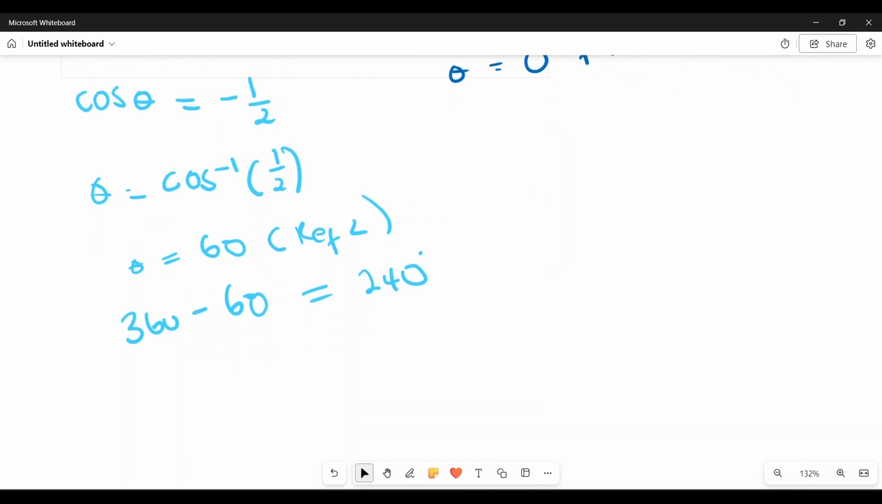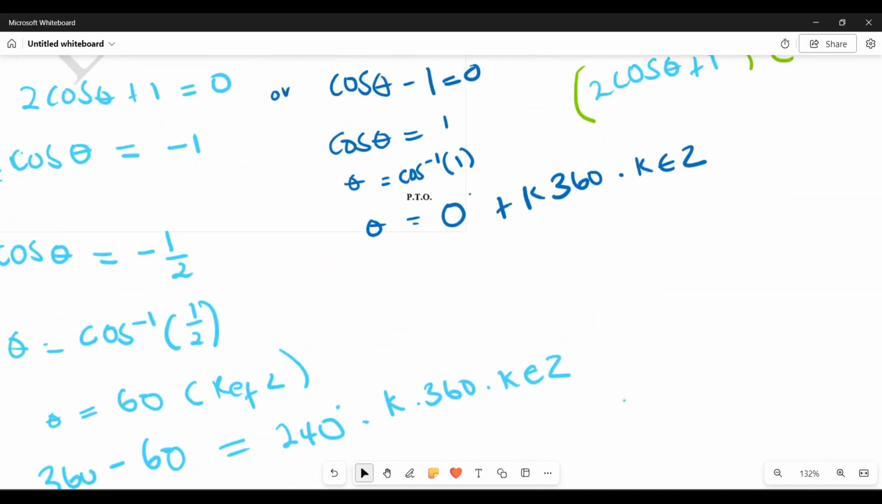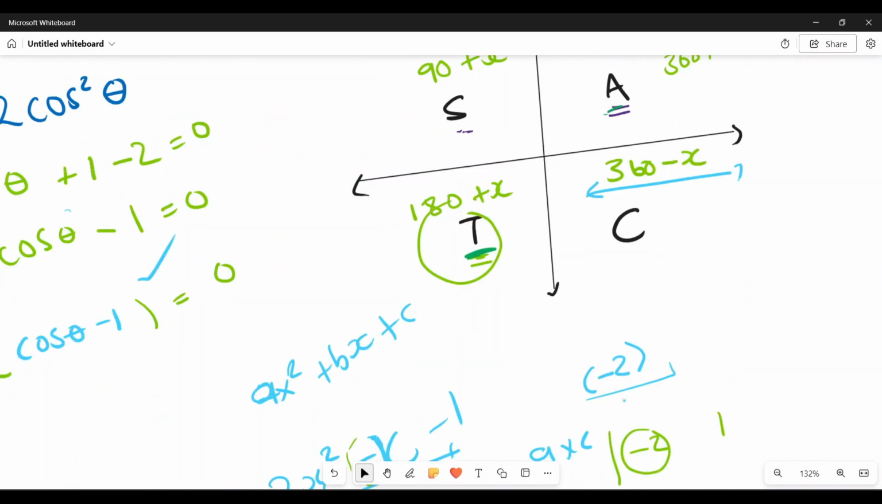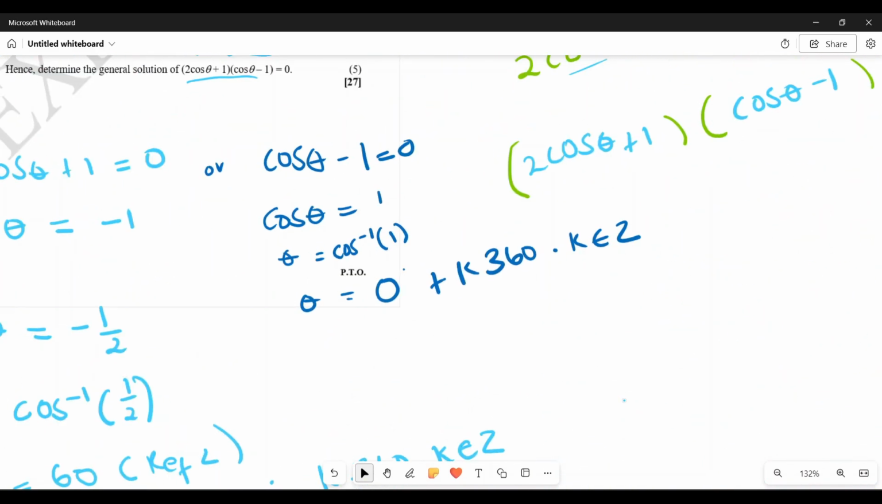All right, now that I have 240, I'm going to write my period, 360k, where k is all values which are real numbers. Now my reference angle is 60, and I found my angle to be equal to 240, and that'll be all for this question, right?